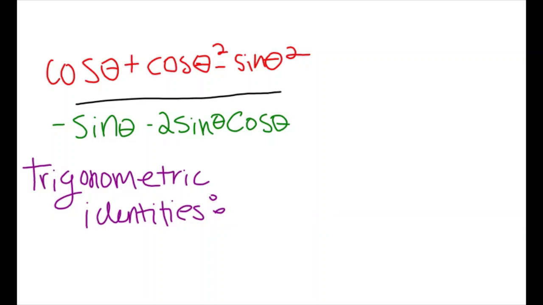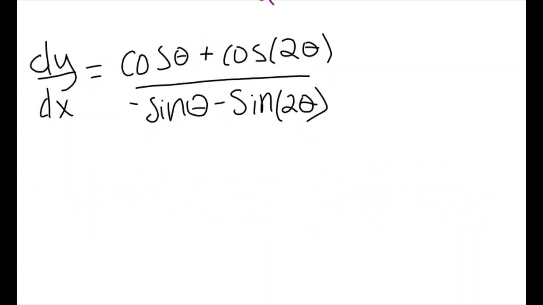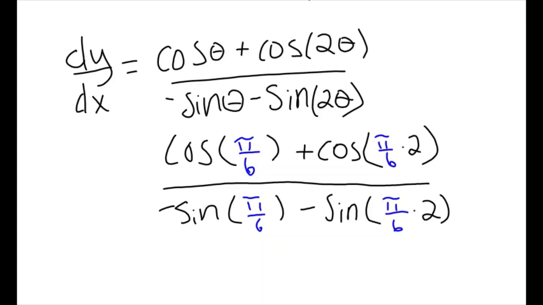If we remember our trigonometric identities, we can simplify this equation further. Since sine 2 theta equals 2 sine theta times cosine theta, and cosine 2 theta equals cosine theta squared minus sine theta squared, we can plug this back into our original equation. So that dy over dx equals cosine theta plus cosine 2 theta all over negative sine theta minus sine 2 theta.